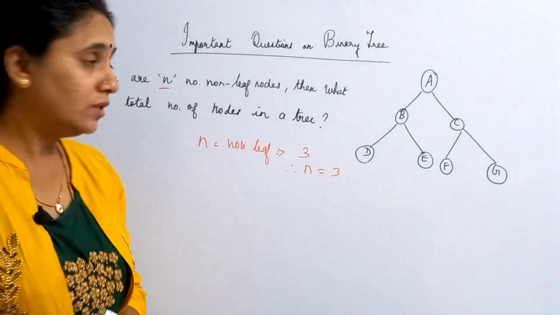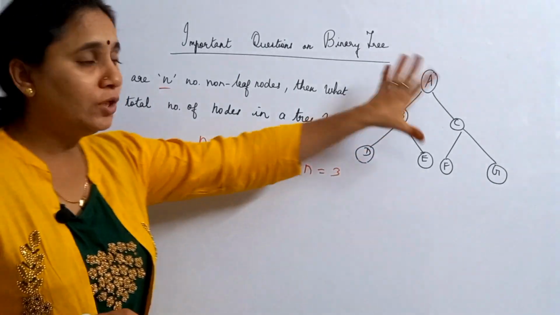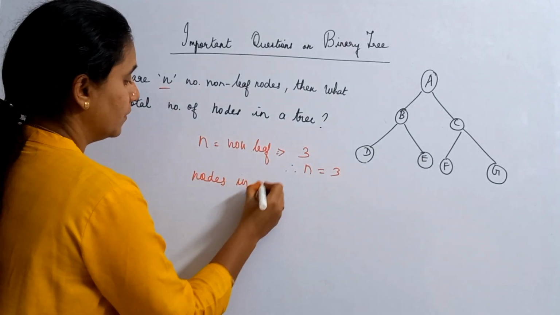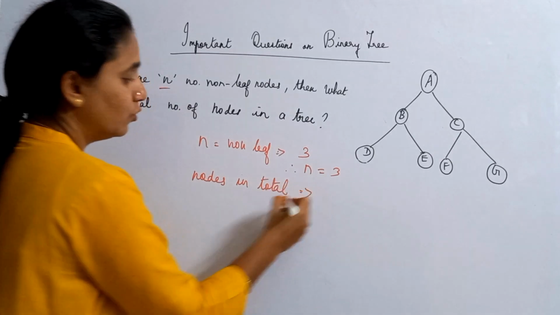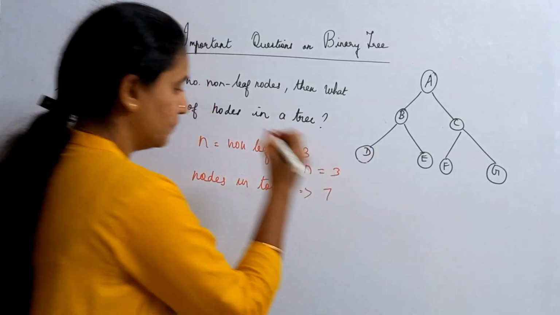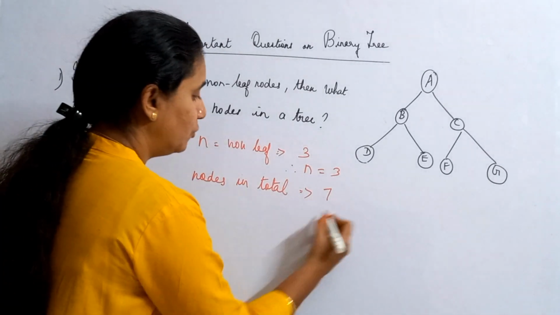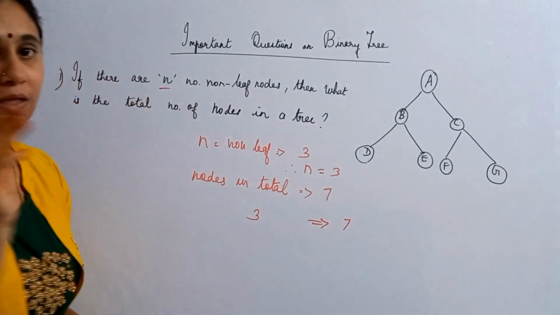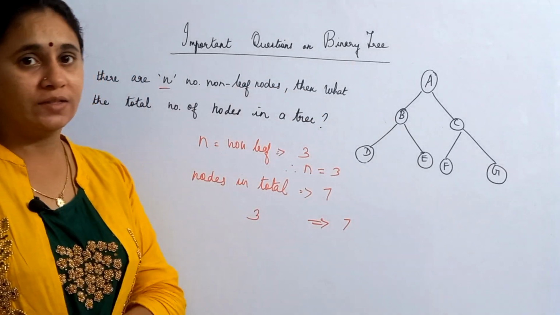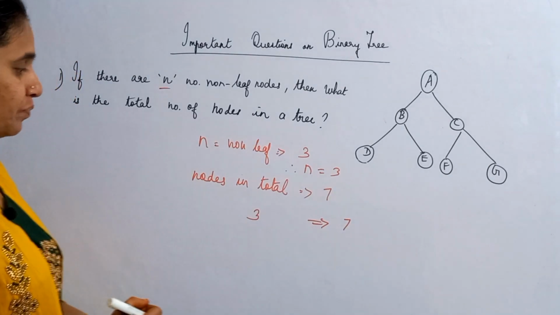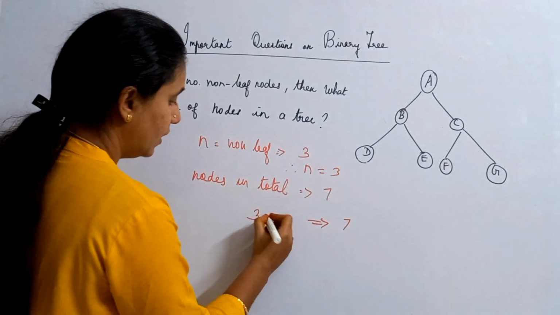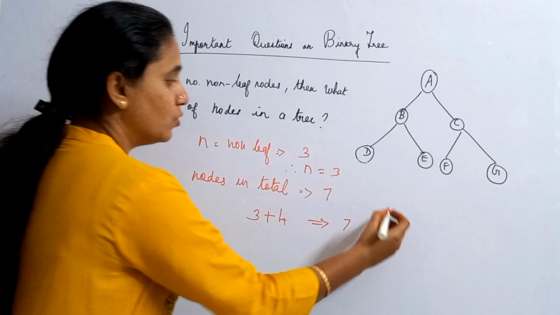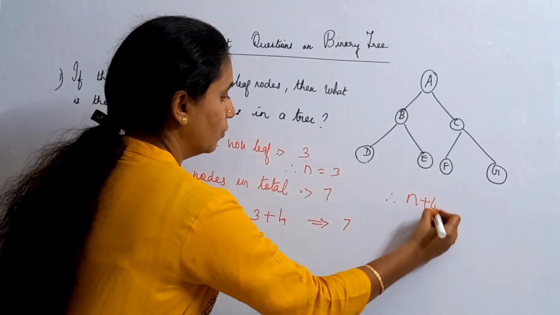So now what should I find? The total number of nodes in a tree. So according to this diagram, what is the total number of nodes that I have in total? So it is 7. Okay, so I must get the answer as 7, by having 3 as my default value. How can I get it? Please think and tell me. So n plus 4 I can give, isn't it? So with 3 if I add 4 I can get 7. So I can get the answer as n plus 4.